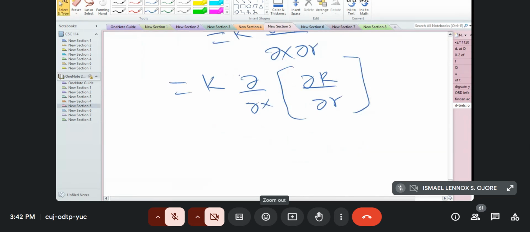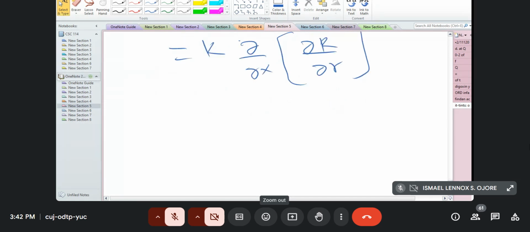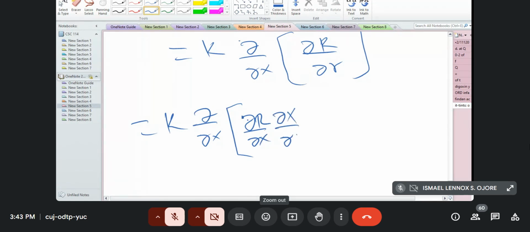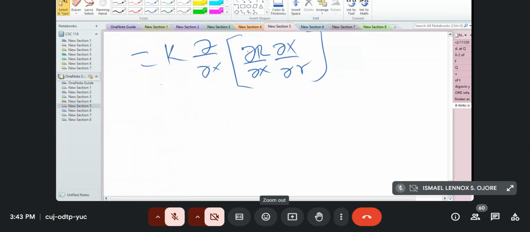Thing is, we do not want a partial r in the denominator. So we have to proceed by following all these steps. This is K partial x of, now we use chain rule. How can we write partial R, partial small r in terms of x? Partial R, partial x times partial x over partial r. But we know partial x, partial r, right? Yes. This is K partial x of partial R, partial x times, what is partial x, partial r?